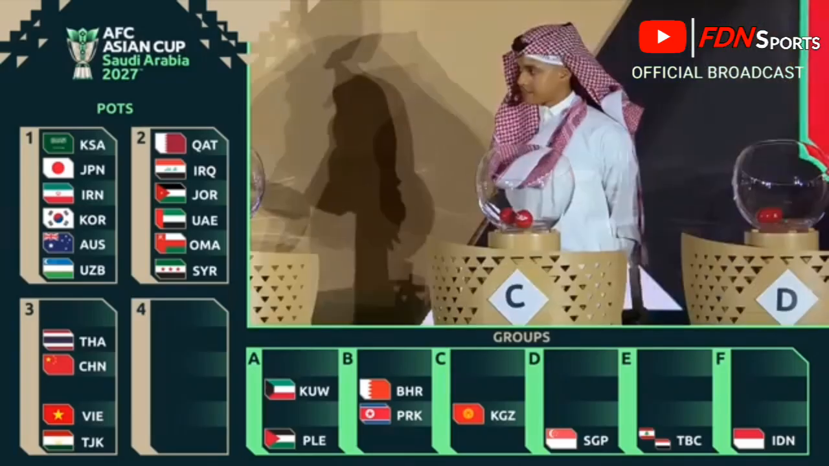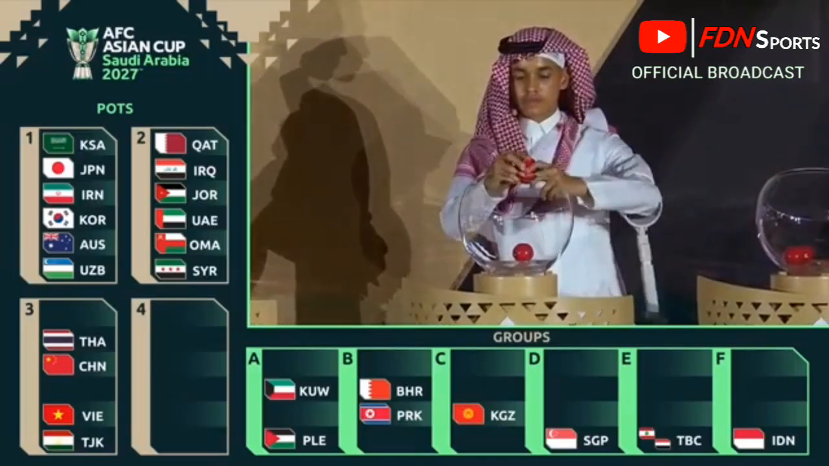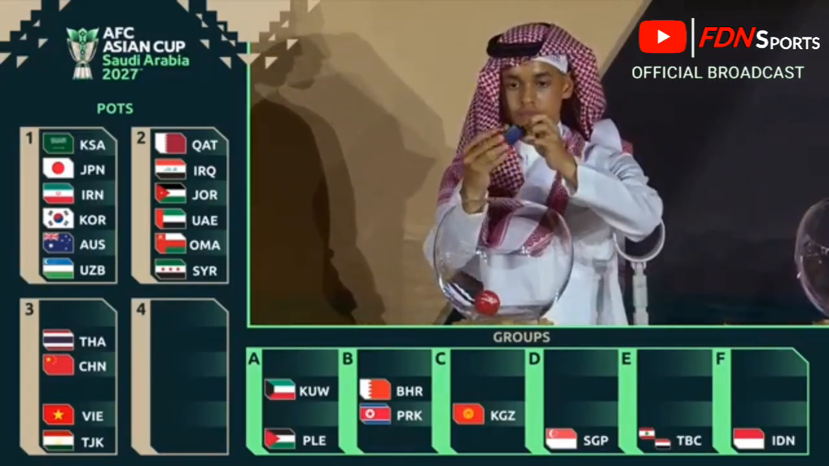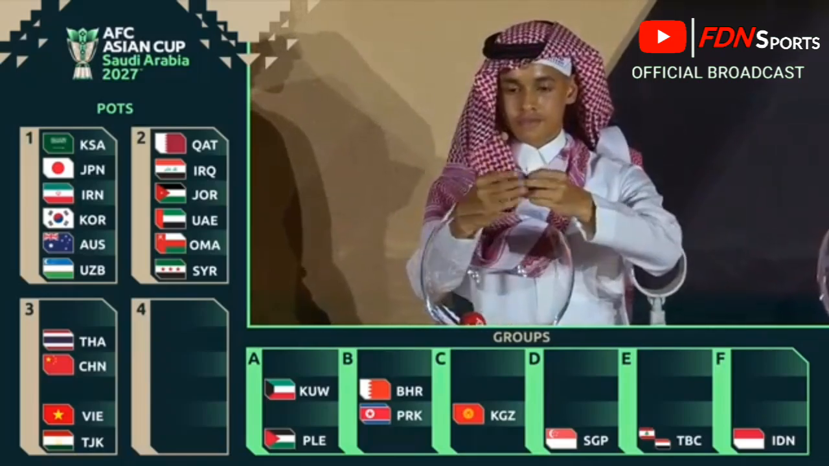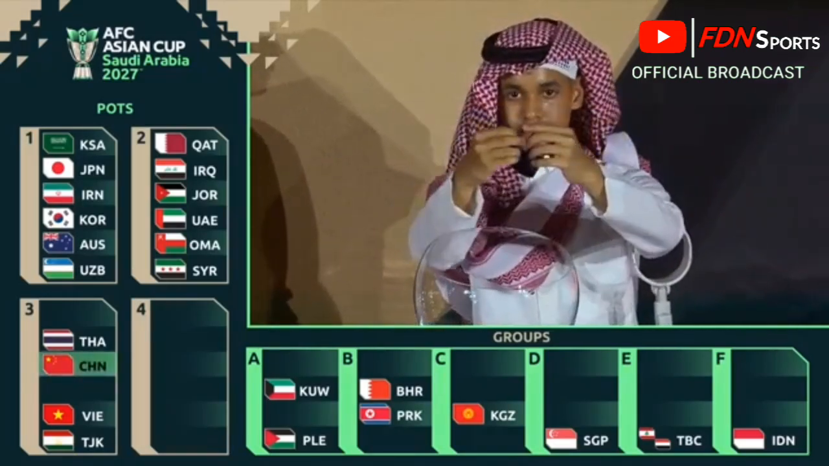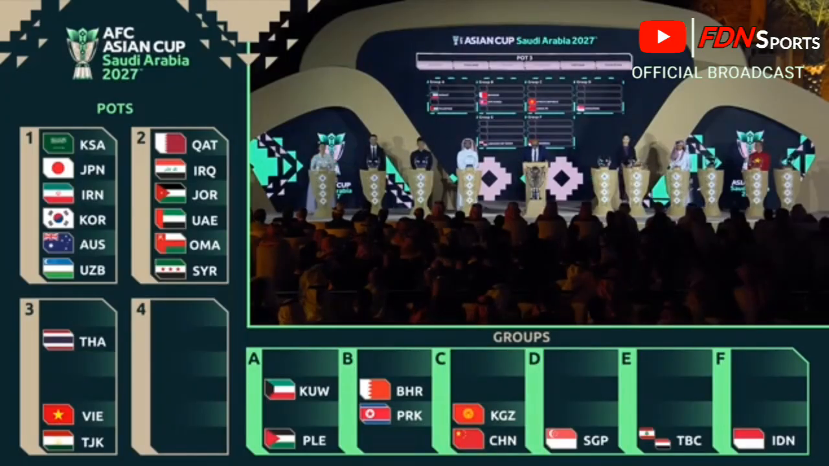So let's look at Yazan, Group C. C4. C4, China in C4, together with Kyrgyz Republic. Okay, we move on to the next ball.